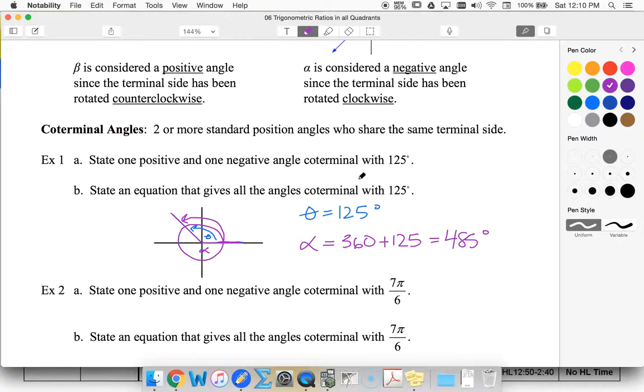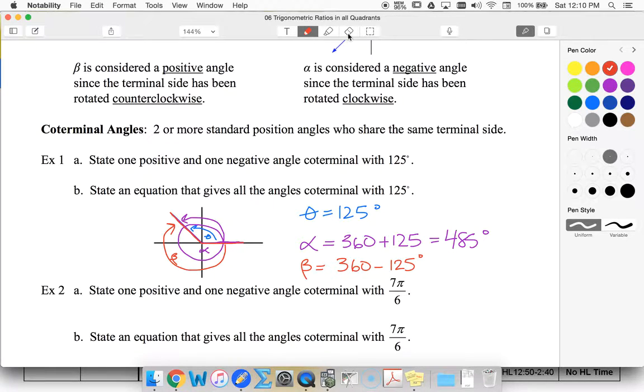And then if I wanted to go negative, we'll make that one red. So again, we start here as our initial, and then we're going to go negative, so this direction. And now I have ending at the same place. So that's going to be the same as doing my 360 minus 125. So we could call this red one beta. So beta is 360 minus 125.